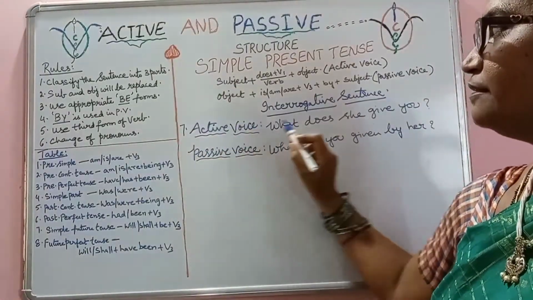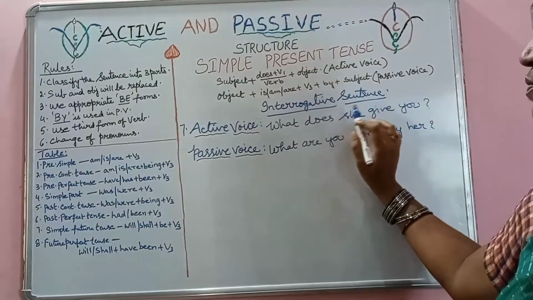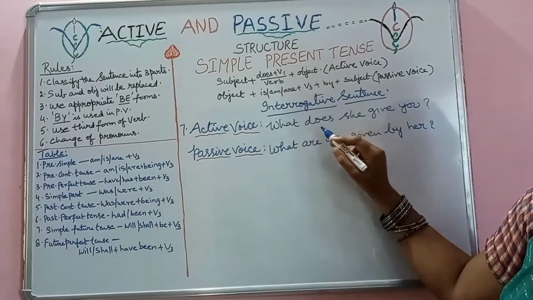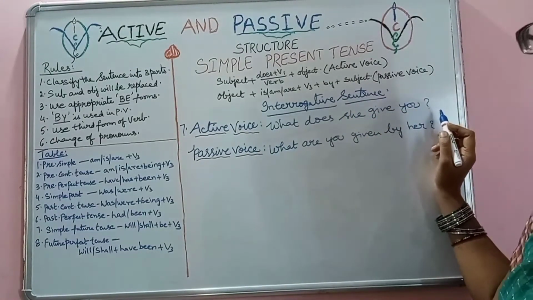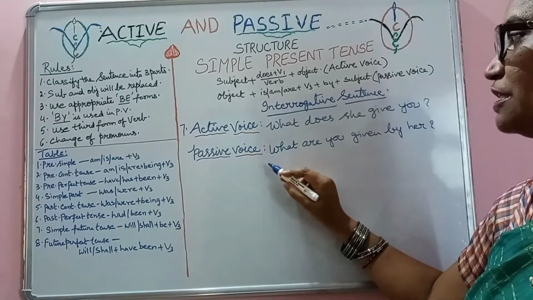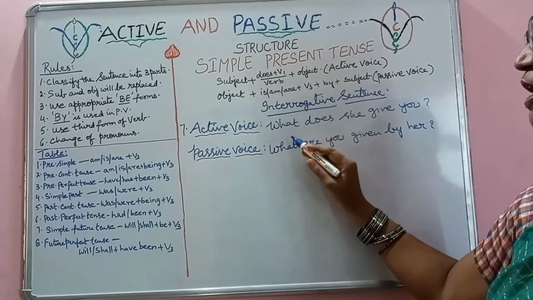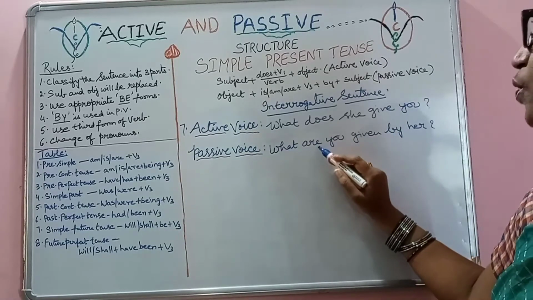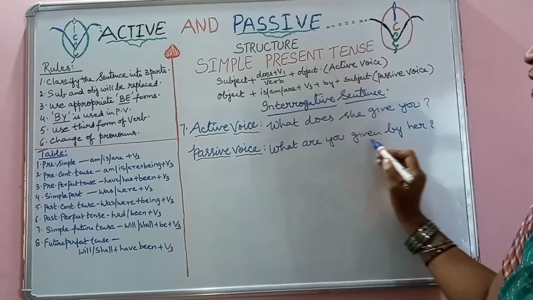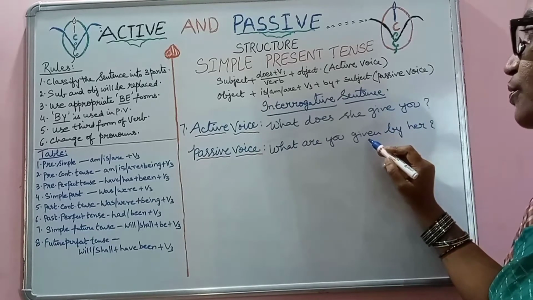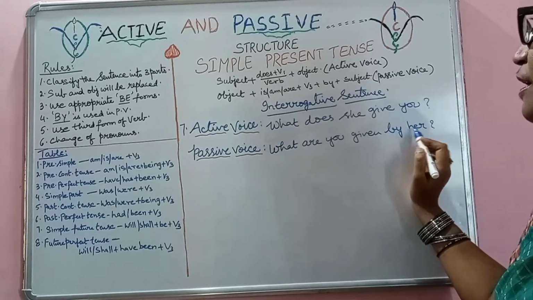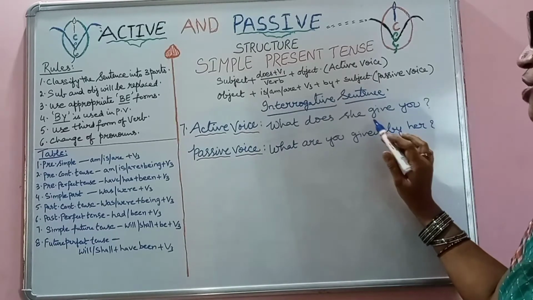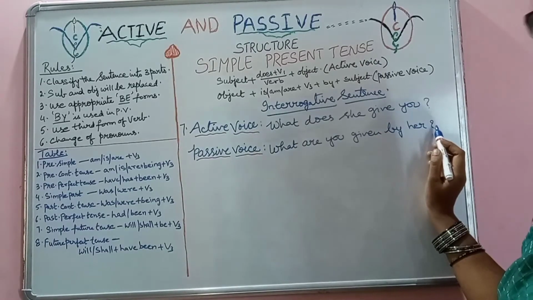This is the 7th sentence in the interrogative sentence what I am explaining. And what does she give you? When we change into passive voice, see here, the same question word has to be placed as usual, and what are you given? Give is changed into given by her. Okay, she is changed into her.